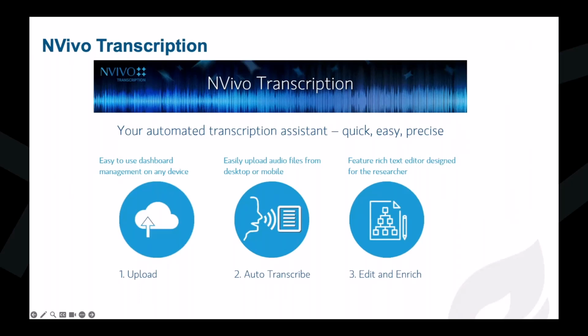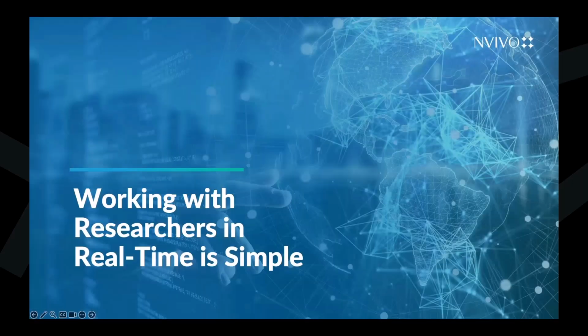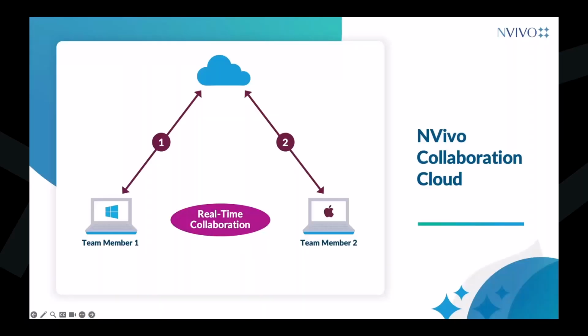Another thing that might be useful for a lot of you is that, of course, you can use NVivo to work in teams. And with the latest versions, NVivo 15 and 14, it is really possible to work in real time, even across platforms. This means even across Windows and Mac. And you do so by using an add-on subscription for NVivo Collaboration Cloud.